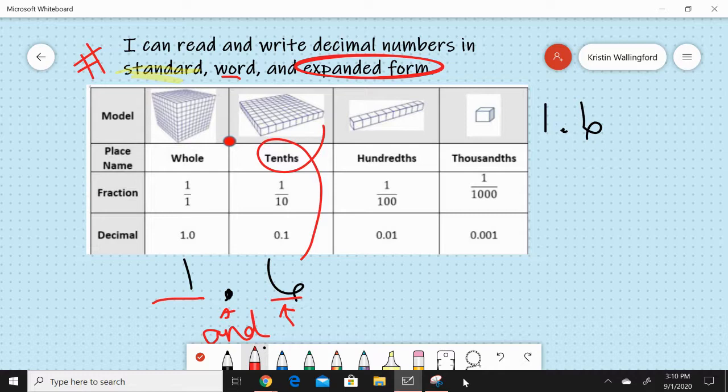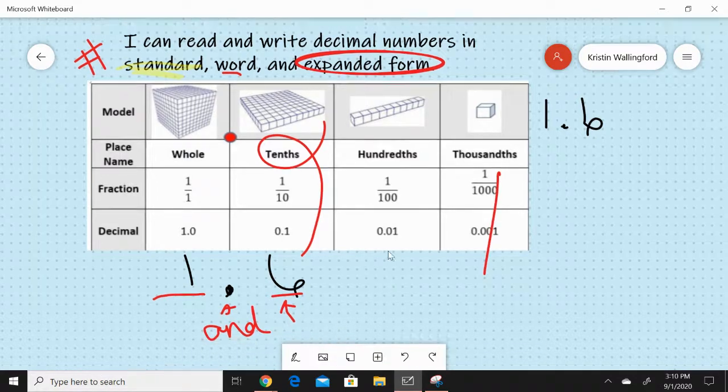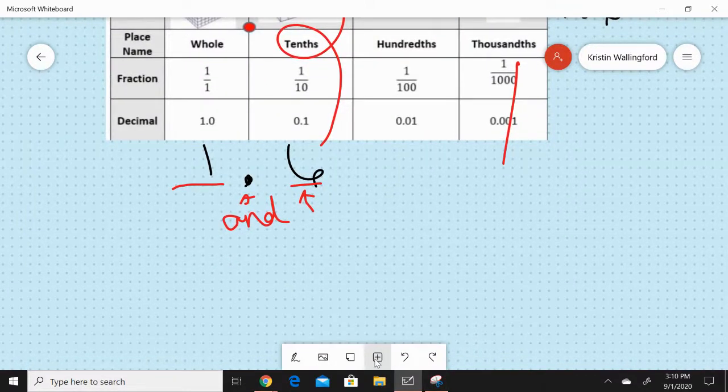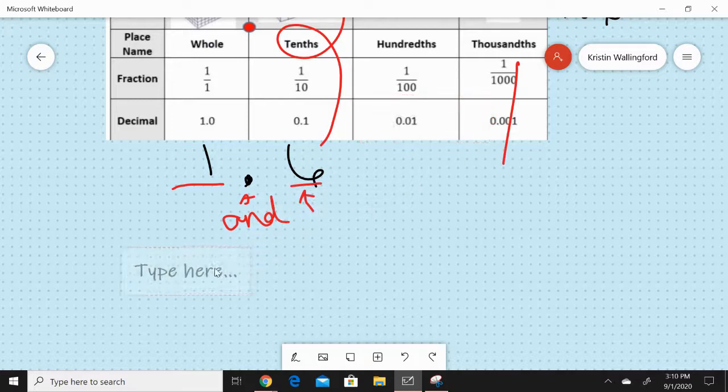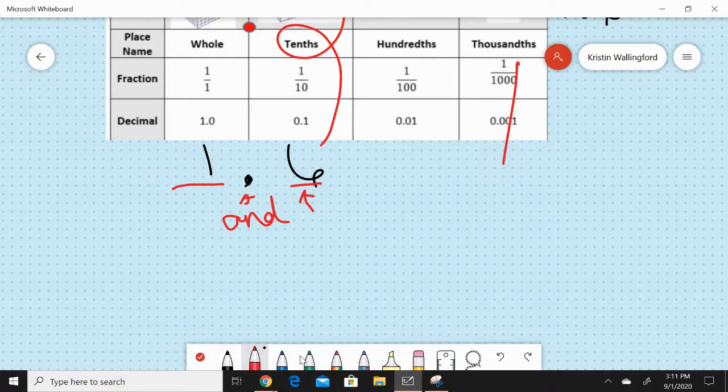Now, if I wanted to write this number in word form, I would do it like so. I'm going to put it right down here. So I write 1 and 6 tenths. That's how you write it in word form. Now, I'm going to go ahead and delete this and erase, and we're going to do a bigger number.